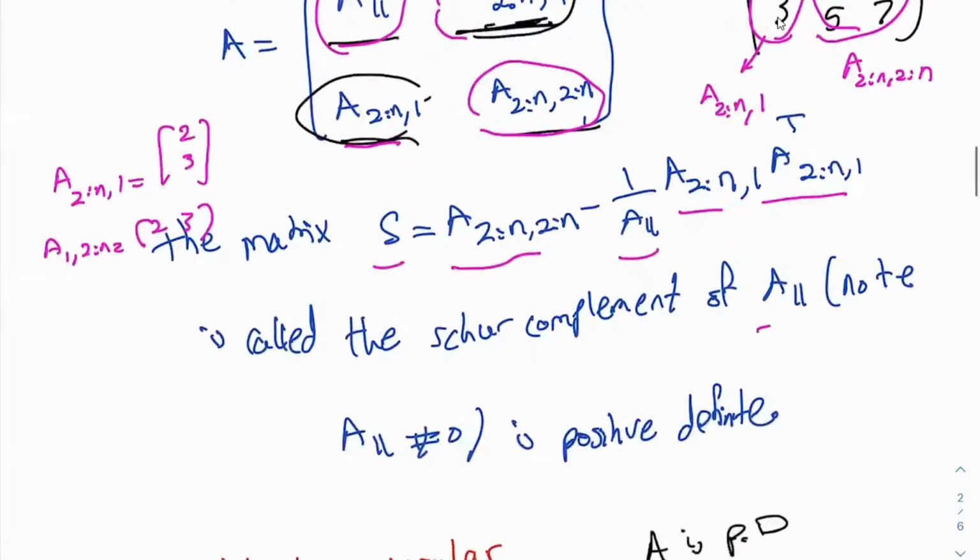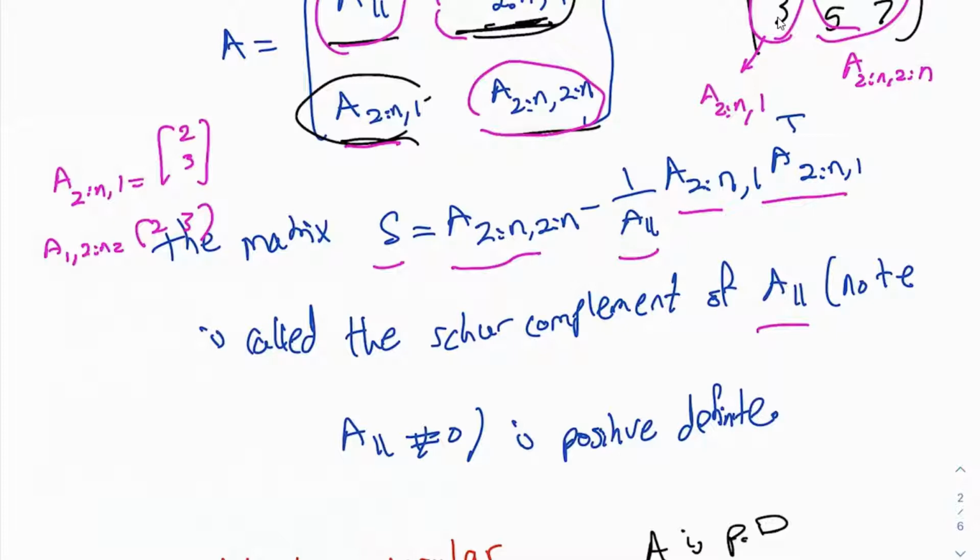And here I said that, remember, A11 is not 0. It's also positive definite. So if matrix A is positive definite, then its Schur complement also is positive definite. This is very important. This is fundamental to Cholesky factorization. We start with the Cholesky factorization of order n, and we simplify that to Cholesky factorization of order n minus 1. And this is how numerical software like MATLAB and Python calculate the Cholesky factorization of a matrix.